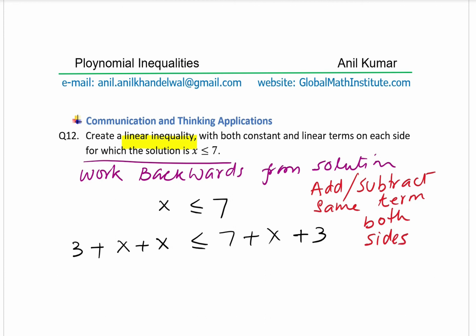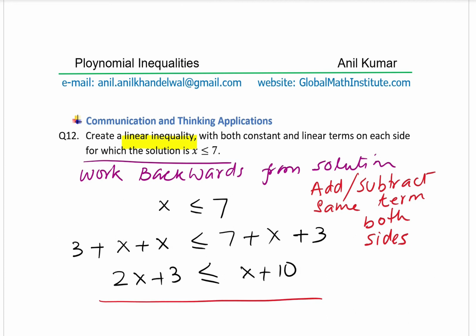So in that case, the inequality is maintained and you can get many different solutions. So 2x plus 3 is less than or equal to x plus 10, which is the same. So that becomes your solution. Does that make sense to you? So you can always add or subtract the same terms on both sides of the inequality, just as you work with equations, and get your solution.